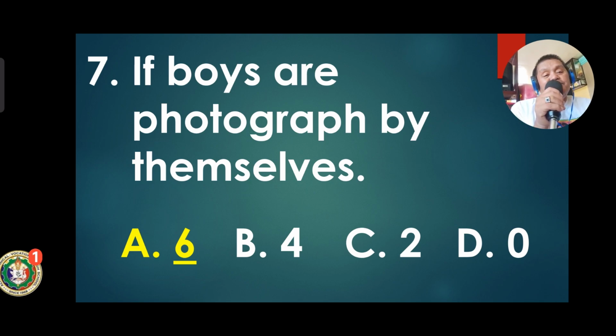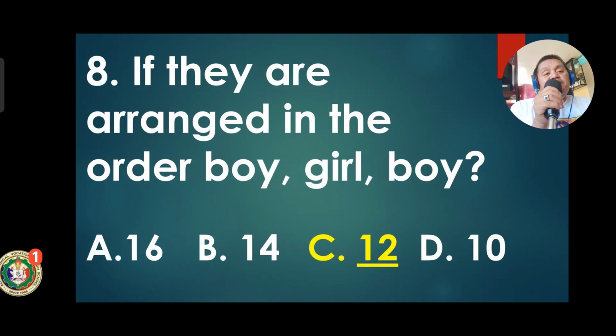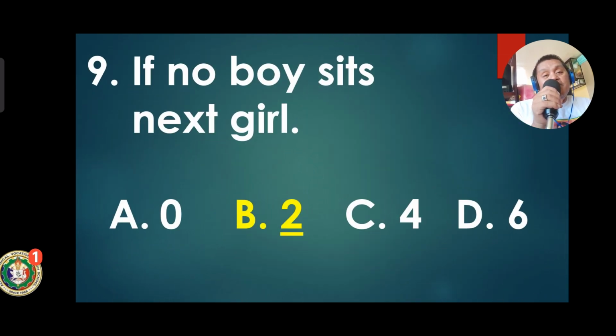Again, please solve. Then number 8. If they are arranged in the order boy, girl, boy: letter A, 16; letter B, 14; letter C, 12; letter D, 10. The possible answer there is letter C, 12. Again, please do not rely on that answer. Kindly solve. Number 9. If no boy sits next to a girl: letter A, 0; B, 2; C, 4; D, 6. The possible answer there is 2. Again, do not rely on this answer but solve.